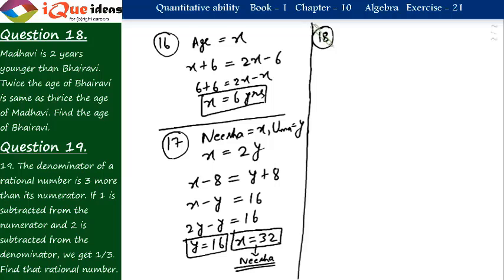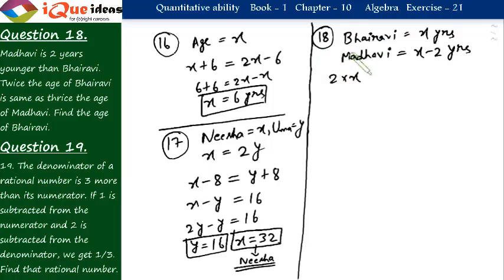So Madhvi is 2 years younger than Bhairavi. So let's assume that Bhairavi's age is X. Bhairavi's age is X years. That means Madhvi's age will be, Madhvi is 2 years younger, so X minus 2 years. Alright? Now the question says twice the age of Bhairavi. So 2 times X is equal to 3 times the age of Madhvi.